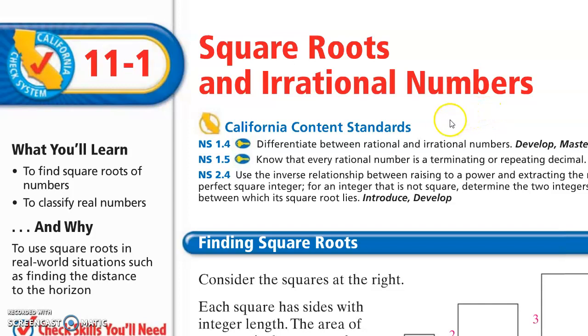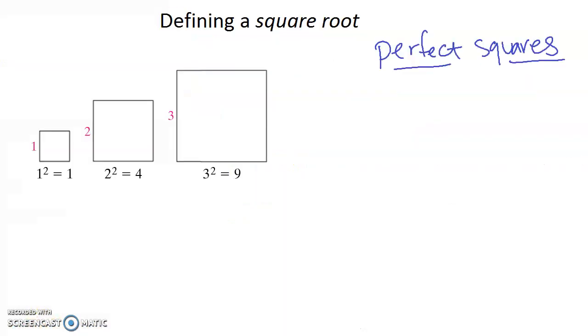All right, so before we can talk about square roots, we need to define what exactly a square root is. In order to define a square root, we're going to focus on the keyword square. Here I have three squares drawn out for you. They each have a different side length, where this has a side length of 1, this has a side length of 2, and this has a side length of 3.